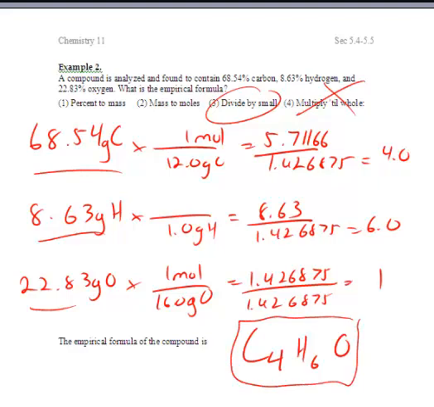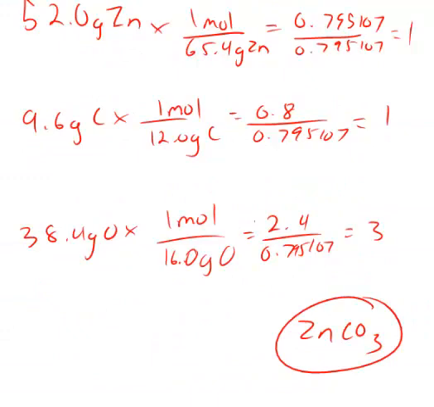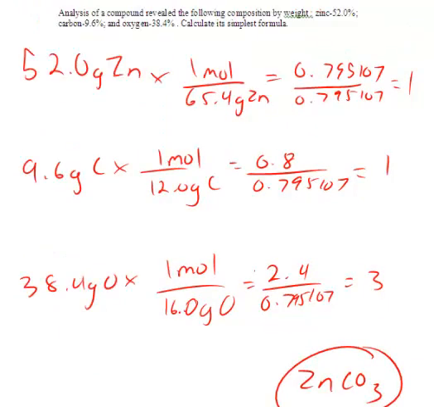So if you didn't get that one right, try the next one as well. Okay, so if we're looking at this one now, as you can see, we did the exact same thing. We took our percentages, changed them into our masses. We converted from mass to moles, and then we took our smallest number and we divided all of those numbers by that term. What you can see is that, again, we didn't need that last step because we had these perfect numbers. And now we have our formula, which is ZnCO3.